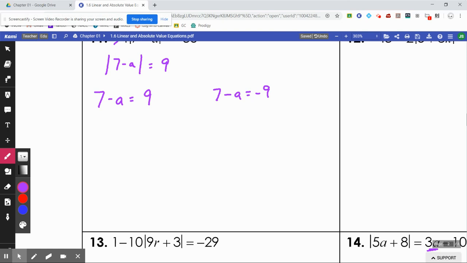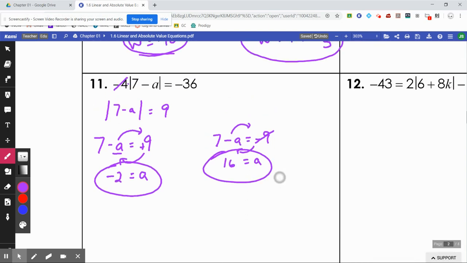Solve. Now, again, the way I like to solve it when you have a negative variable, I like to move that over and move the 9 to this side. So negative a becomes a positive a. And to move a positive 9, you have to subtract 9. That would give you 7 minus 9 is negative 2. Same thing here. Move the a over by making it a positive a. To get rid of negative 9, I'm going to add 9, which would be 16. So those are two different answers.